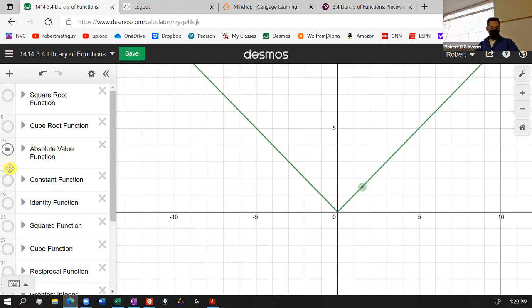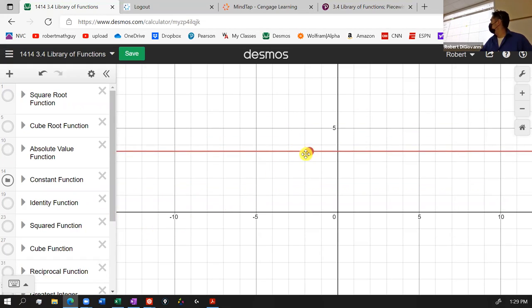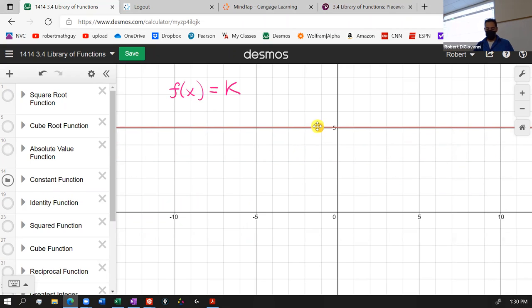Okay, next function is a constant function. So constant functions are very boring. They're just flat lines. This is like f of x equals some constant k. So that's usually a number, like in this case, it looks like it's the number 5. So that's f of x equals 5.